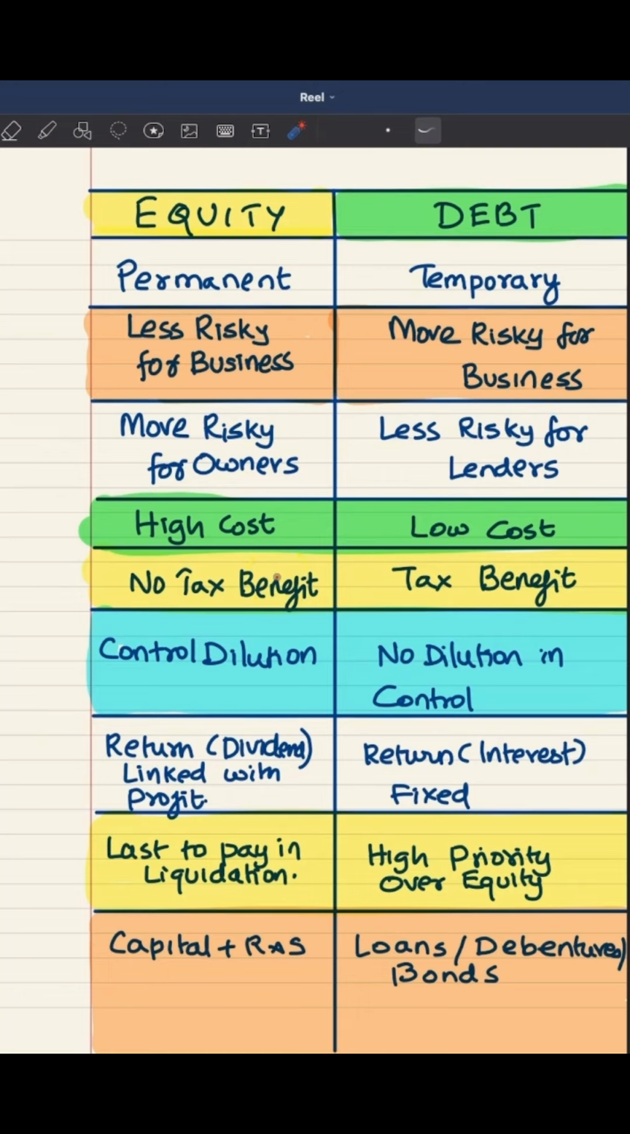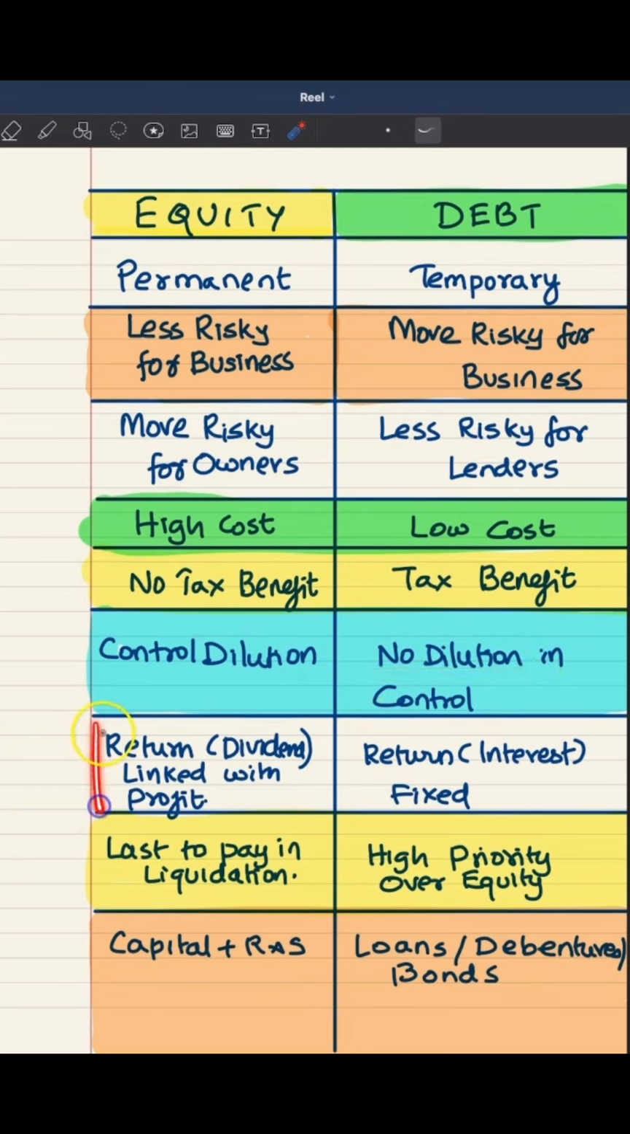And if you look at it from the tax angle, equity does not give any tax benefit to the business entity because whatever dividends they are going to pay cannot be claimed as an expense. But debt has a tax benefit. Whatever interest they are going to pay will be considered an expense, that will reduce the profit and that will reduce the taxes as well. Bringing more equity into the business from new shareholders, new owners, will result in dilution of control. That is, existing owners' control will get reduced whenever new owners come in. But that is not the case with debt. Debt will not lead to any dilution in ownership control.